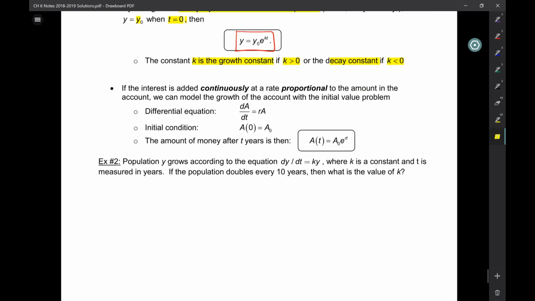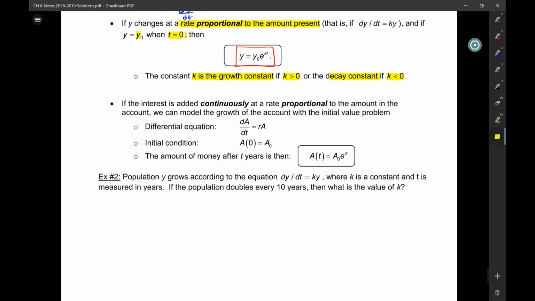Okay, this is also where continuous interest comes from. I'm yelling because I'm so excited. This is also where the equation for continuous interest comes from, right? If interest is added continuously and the rate is proportional to the amount in the account, the more you have, the more you're getting, then that's what you get: differential equation, and then you have A equals P e to the rt. That's where it comes from.